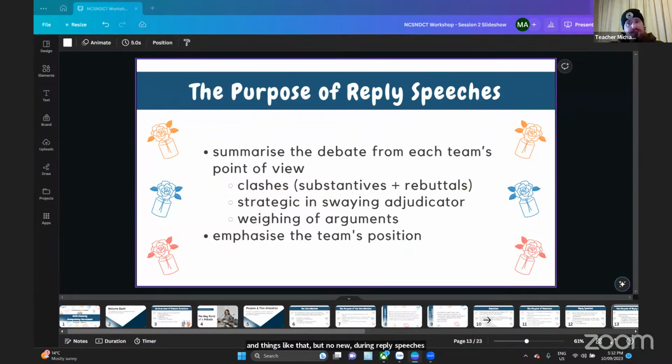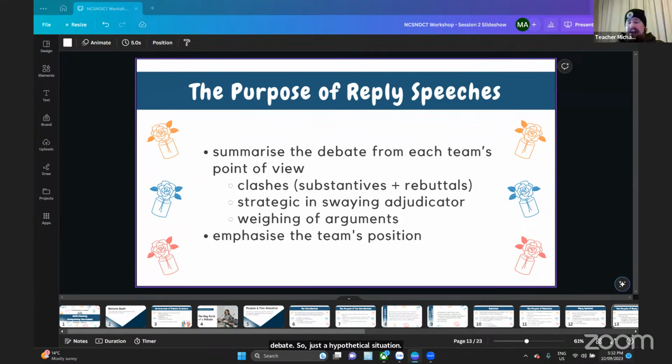Before I got booted out of the call for some reason, I was talking about how reply speeches are a strategic way to sway the adjudicator. Often a lot of debaters will neglect their reply speeches because I don't think they understand the importance and how much power those reply speeches can have. As I was saying before, not often, but sometimes a good reply speech can actually change the result of a debate.